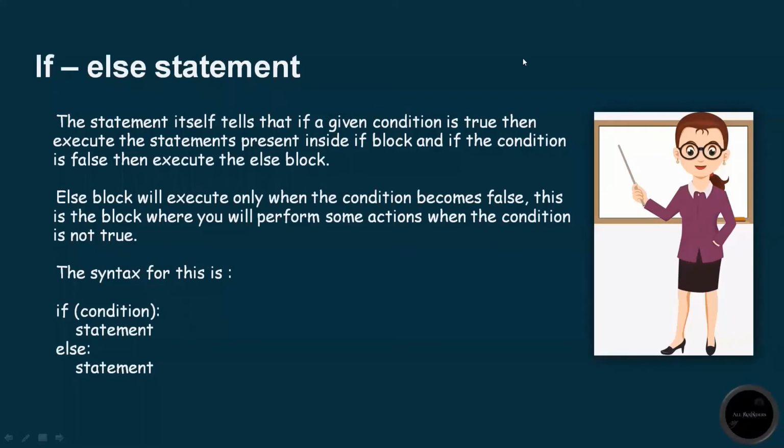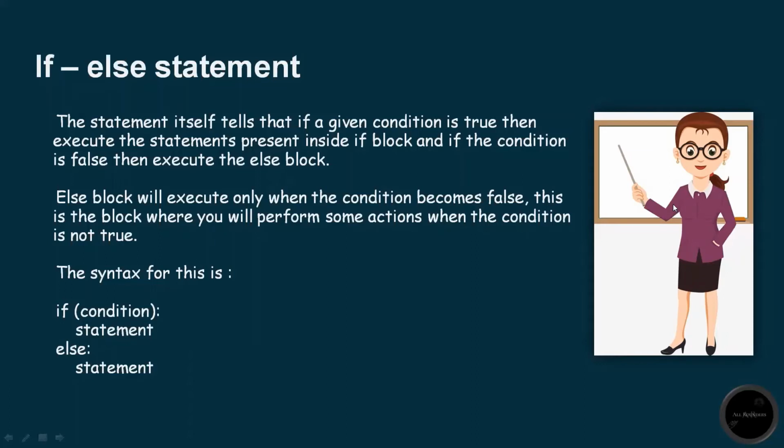So here comes the part for the if else statement. The statement itself tells that if a given condition is true, then execute the statements present inside the if block, and if the condition is false, then execute the else block. The else block will execute only when the condition becomes false. This is the block where you will perform some actions when the condition is not true.